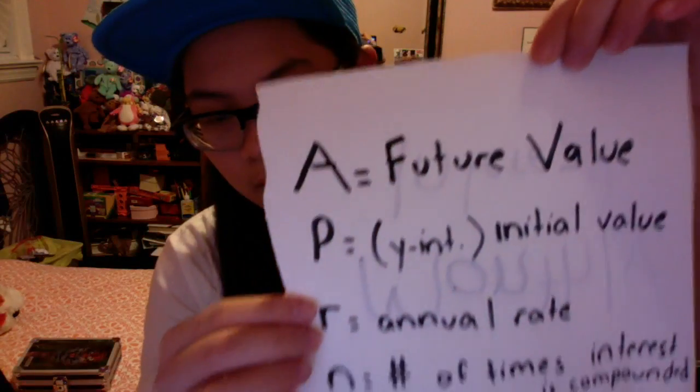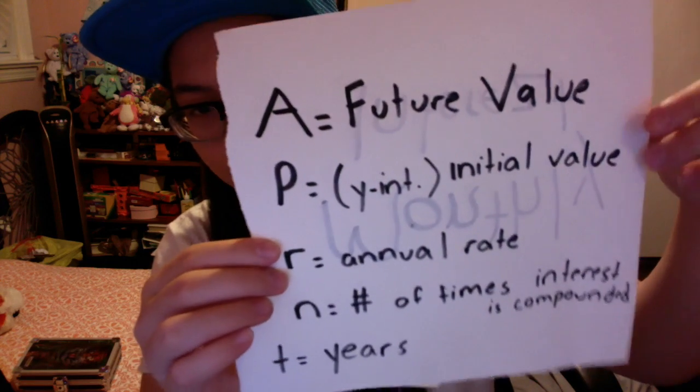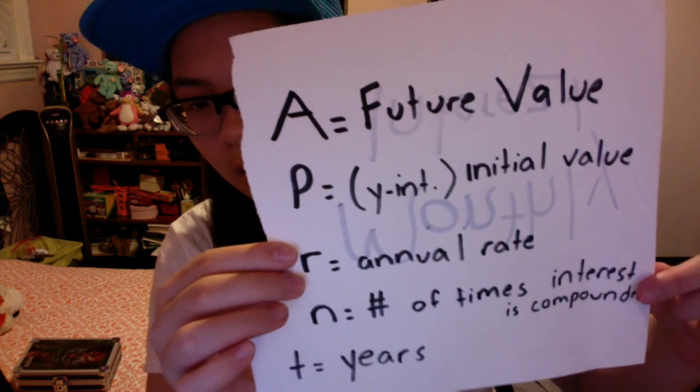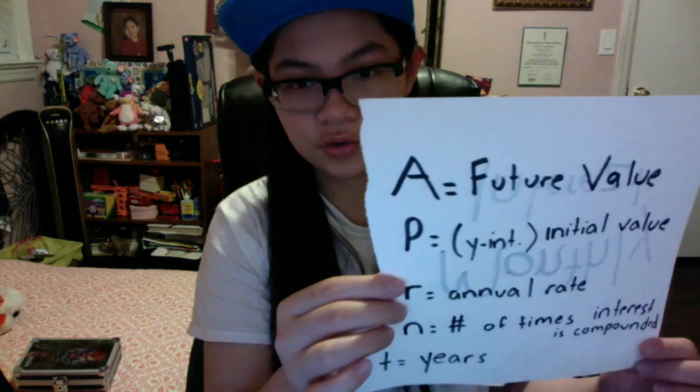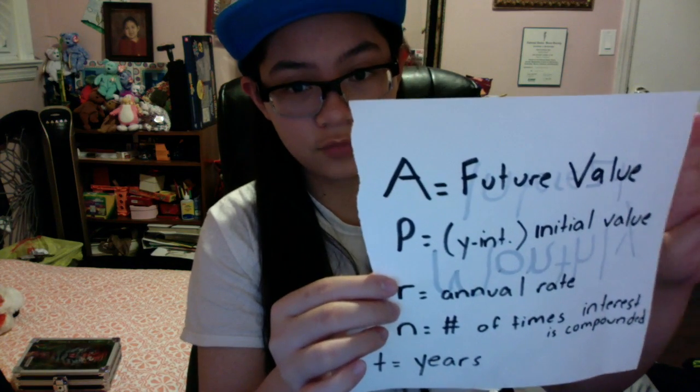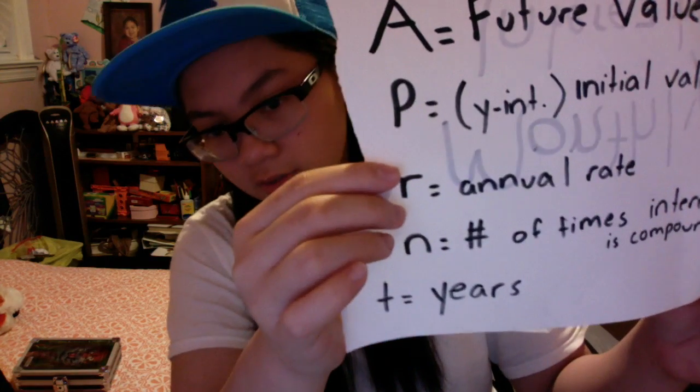So basically, to sum everything up, A equals the future value, P is the initial value, R is the annual rate, and N is the number of times interest is compounded. Like for monthly interest, it would be 12, since you're collecting it 12 times a year. For quarterly interest, it would be 4, since you're getting it 4 times a year. And T is years.